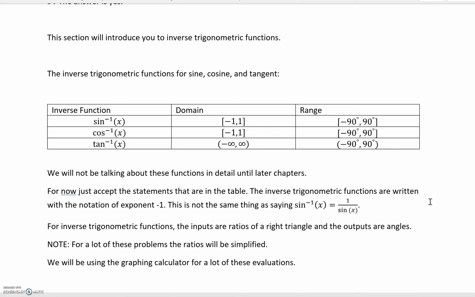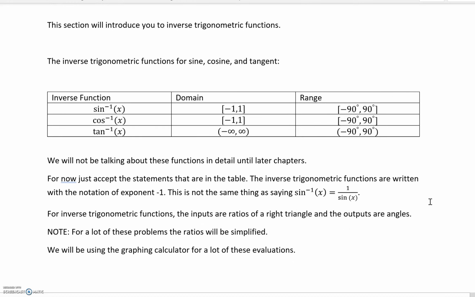Now, we're not going to be talking about these functions in detail. We will do so in later chapters. For now, what do you need to know about them? The domains and ranges are listed here. The way inverse trigonometric functions work is your input is a ratio of a right triangle and its output is an angle.